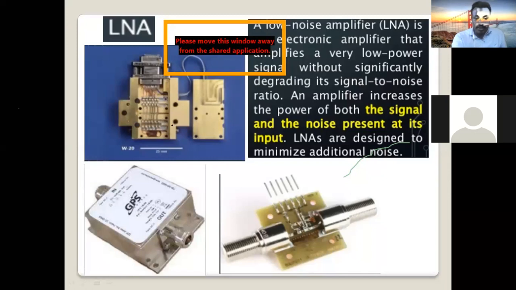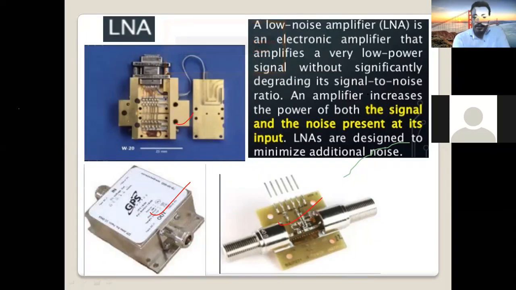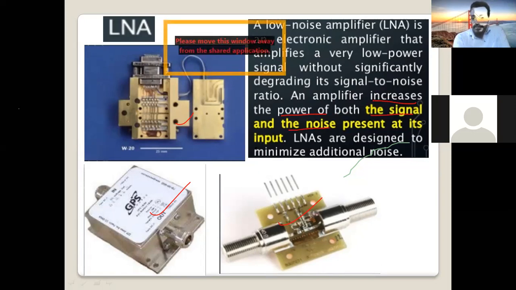You can see here different types of low noise amplifiers. This is a low noise amplifier for GPS application. This is another type of low noise amplifier, and this is another type. So what does this amplifier increase? The power of both the signal and the noise present at the input. At the input, this antenna, it increases both the noise and the signal.